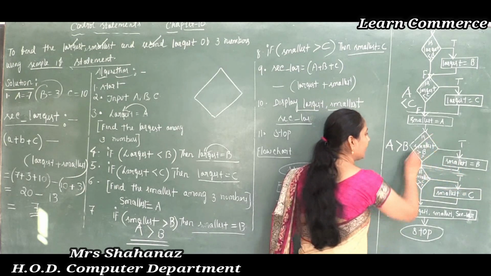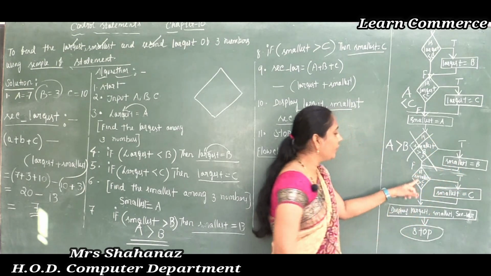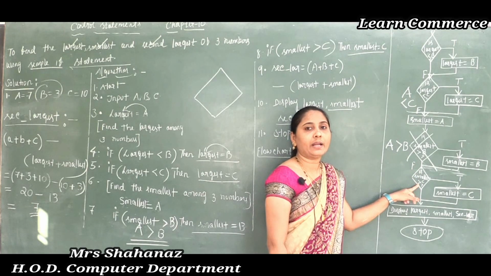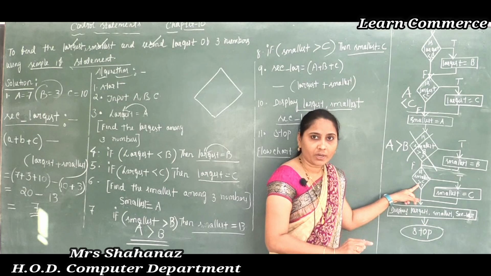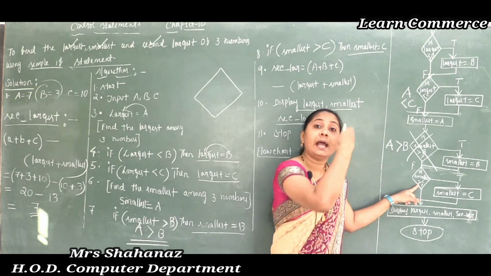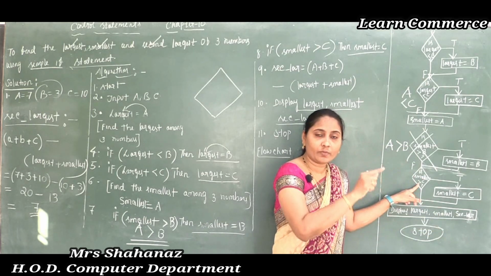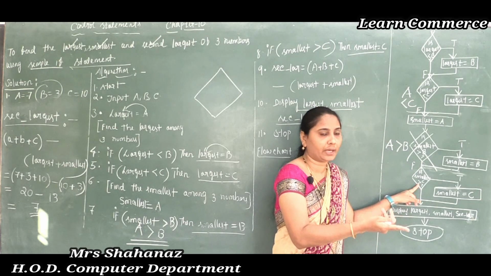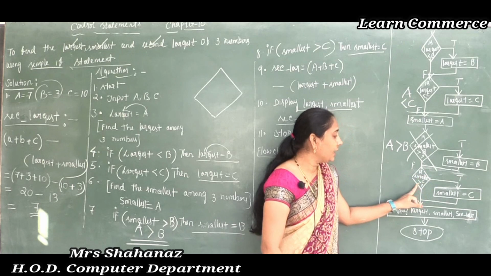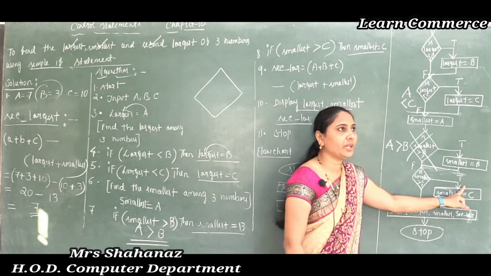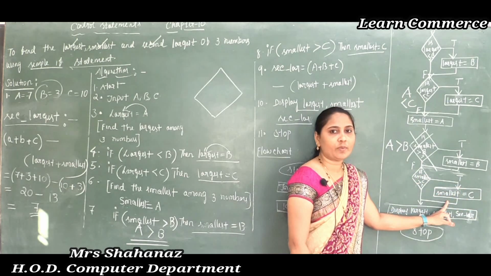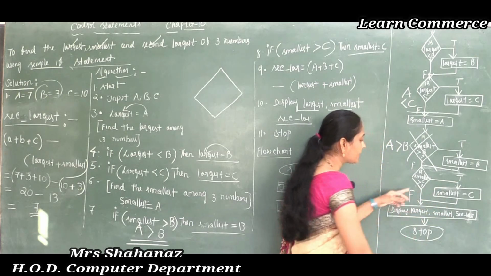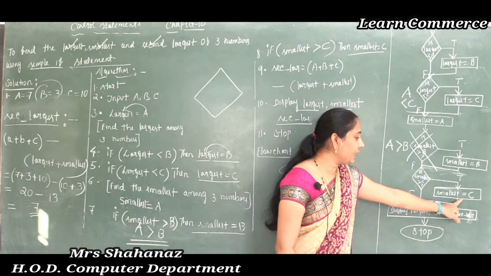If such condition is false, then sure we need to check the next number with the smallest number here. And how are we going to check? Is smallest greater than c? Okay, the smallest value is greater than c. ಯಾಕಂದ್ರೆ ನಾವು smallest ಅನ್ನು ಹುಡುಕ್ತಾ ಇದ್ದೇವೆ, ಕರೆಕ್ಟ್ ನೋ? Is smallest number greater than c? If the condition is true, sure smallest value is equal to c. Clear this point here? The smallest value is equal to c in this case here.